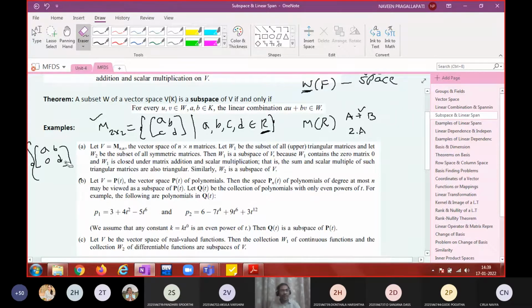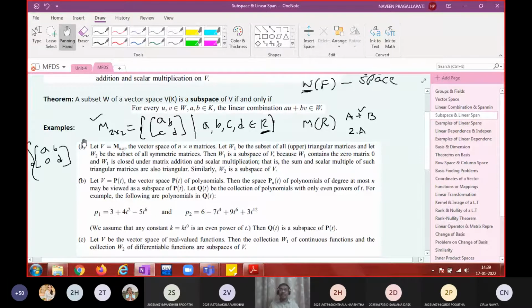Okay, if you add any two upper triangular matrices, again you will get an upper triangular matrix, right? And a scalar times an upper triangular matrix is upper triangular. That means a linear combination of two upper triangular matrices is also an upper triangular matrix. Therefore, you can say the set of upper triangular matrices forms a subspace of the set of 2 by 2 matrices. Similarly, the set of lower triangular matrices forms a subspace.